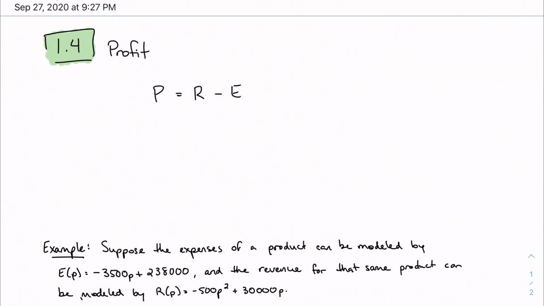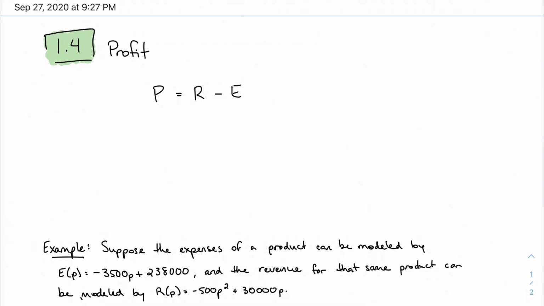1.4 is going to be hopefully straightforward, talking about profit. And this is something that we previewed a little bit in the last video when we talked about expenses and revenue. We had talked about how to find the price that I would need to sell something at to make a certain profit. Well, we're going to talk about this in a little more generality.